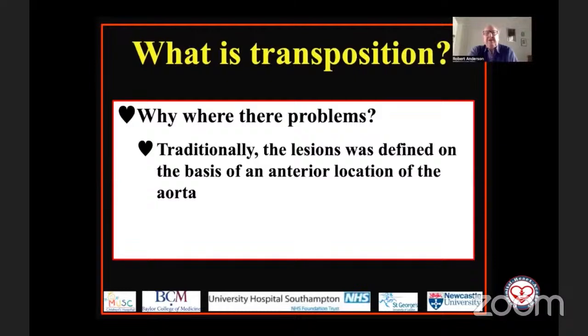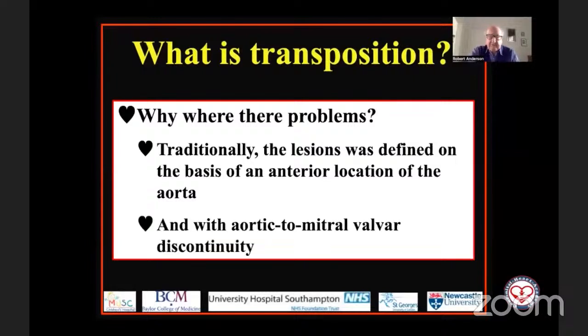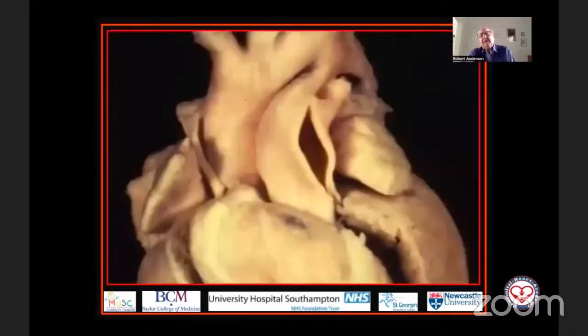Because, as you've already seen, it's easy enough to diagnose the presence of discordant ventricular-arterial connections. The problems relate to the fact that traditionally it has always been demanded that the aorta, though it was arising from the morphologically right ventricle, had to be anteriorly located. And for many years, not only did the aorta have to be arising from the morphologically right ventricle, it had to be supported by a completely muscular infundibulum. But that is not always the case.